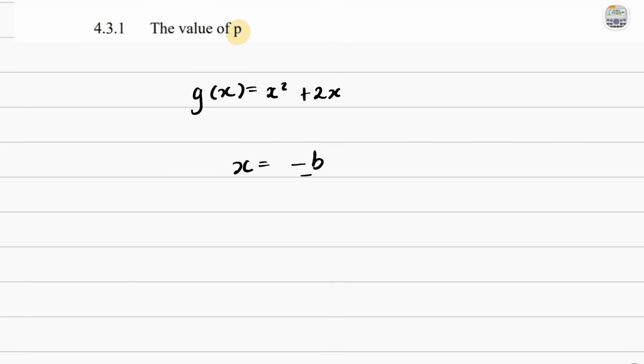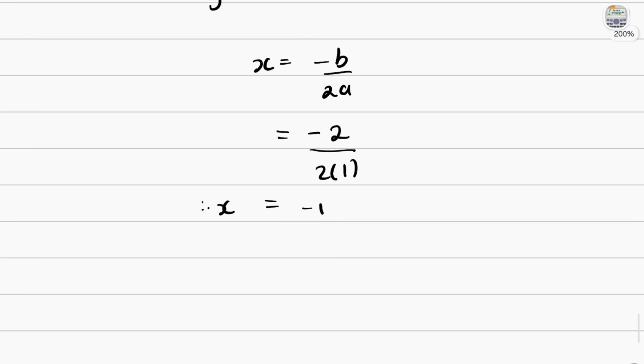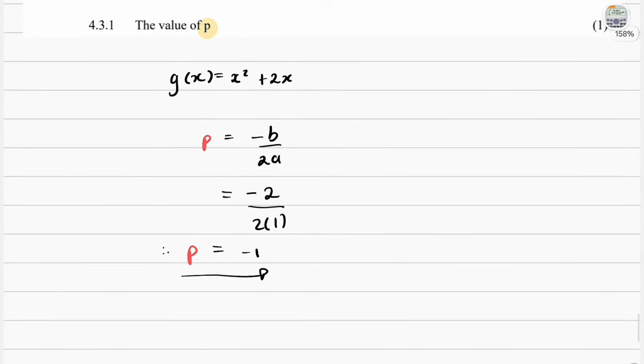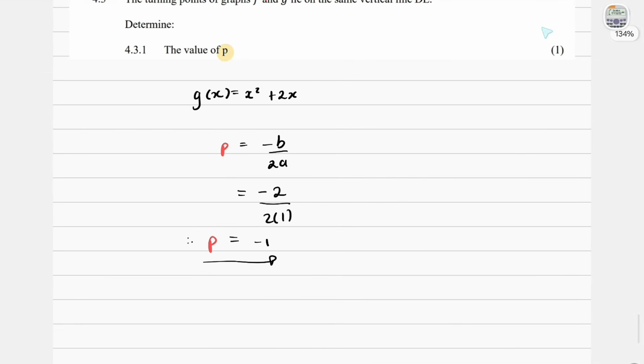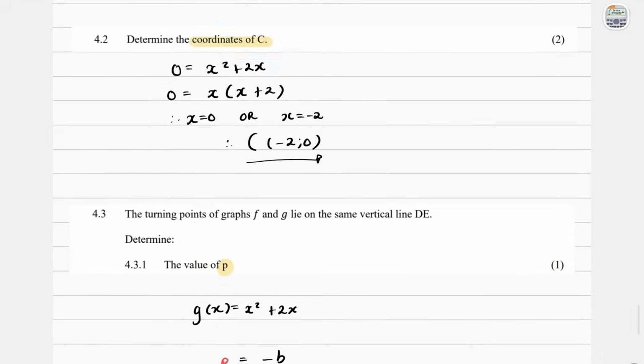So negative b over 2a. The value of b here, this is bx, is 2. So negative 2 over 2 times a, which is an invisible 1 there. So this is just negative 2 over 2. Therefore, x is equal to negative 1, and that's the value of p. So we could have already just initially said this is p. And that is our answer. p is equal to negative 1. Moving on to the next question. Question 4.3.2 says we need to determine the length of DE.